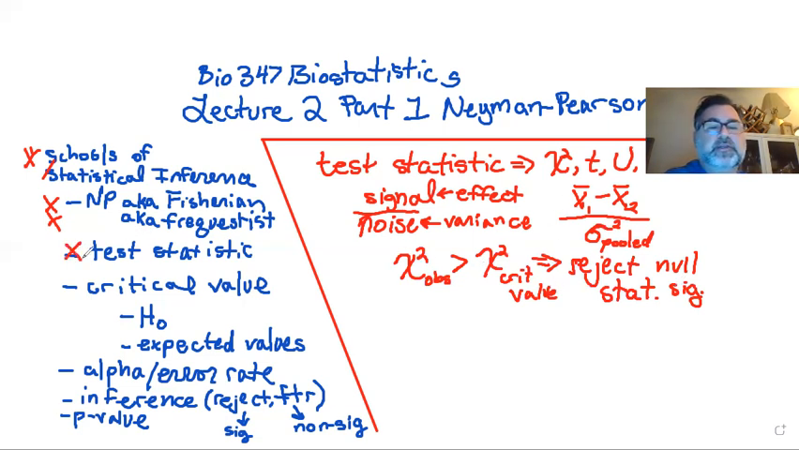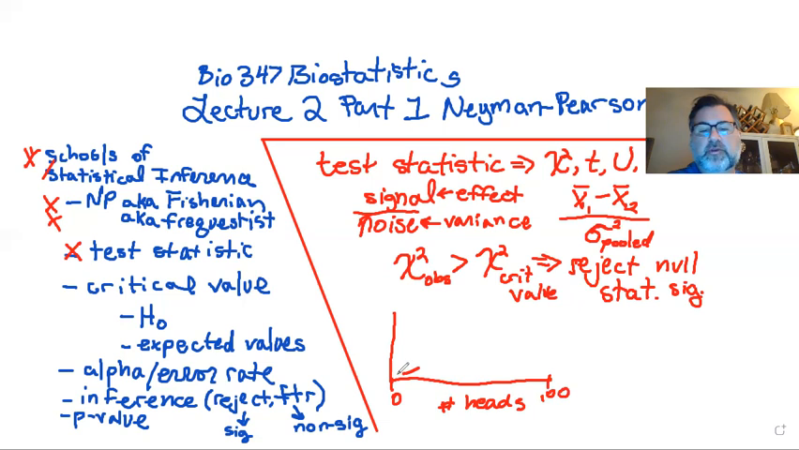All right. So that's your test statistic. Where does a critical value come from? I'll give you an example. If you flip a coin, and you have the number of heads, theoretically, and let's say you do it 100 times, let's make it nice and easy. So we have 0 to 100. What you're going to get is, you do this an infinite number of times.